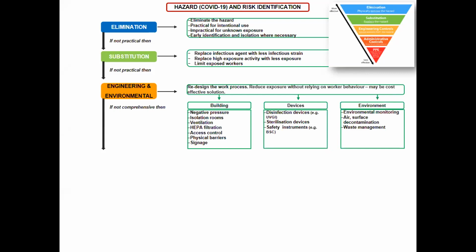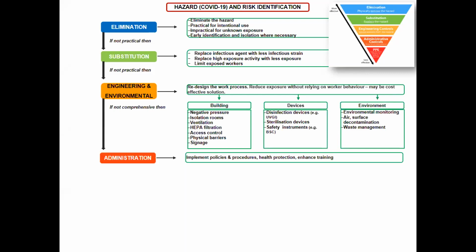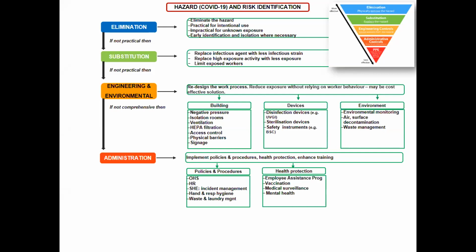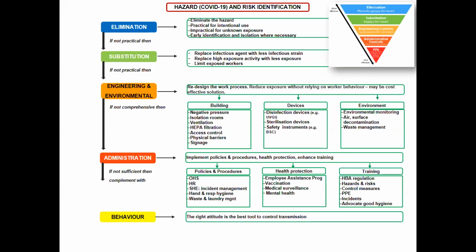And if this is not comprehensive, then you need to also look at enhancing your administrative controls, reviewing your policies and your procedures, also look at your health protection program you have in place, and also review your training and redo training where necessary. If not sufficient, and also sometimes it's not sufficient because we have challenges with behavior, these controls are effective when we have the right attitude in the workplace, and we sometimes have challenges with adherence to some of the control measures that are put in place.